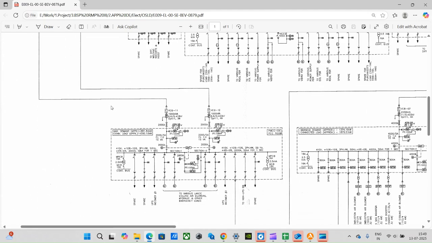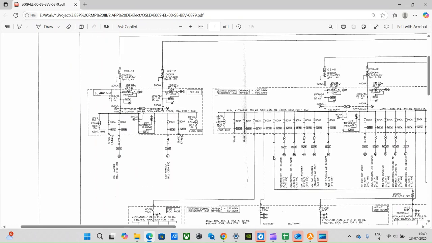Now let me tell you one more thing. This panel is called PMCC. So what is the difference between PMCC and PCC? If you look at the PCC, they are all power feeders. There are no motor feeders. Now we will say there are motors, but these motors are supplied from their VFD or soft starters. So there is no starter inside this panel. They are all power feeders.